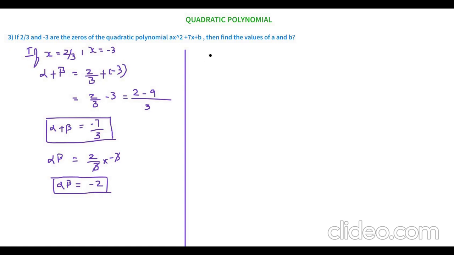So the standard form of the quadratic equation is x square minus the sum of the roots, that is alpha plus beta, x plus the product of the roots, that is alpha beta, equal to 0. So this is the standard form of the quadratic equation. You can also write x square minus sum of the zeros x plus product of the zeros. Whichever you remember, you can use that.